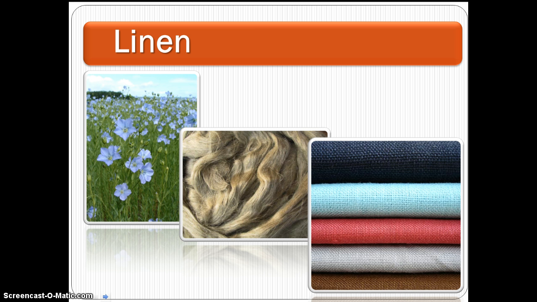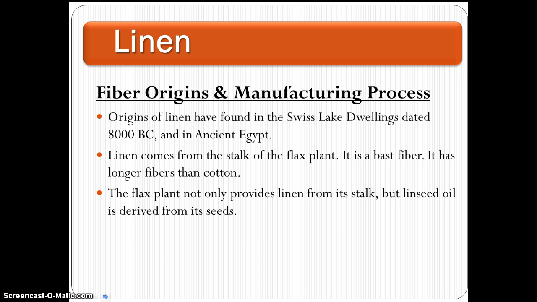Linen is our next fiber. The origins of linen have been found in the Swiss lake dwellings dating back to 8000 BC and also in ancient Egypt, about 3000 BC. Linen comes from the stalk of the flax plant. It is called a bast fiber. It has longer fibers than cotton. The flax plant not only provides linen from its stalk, but it can also be used for linseed oil that is derived from its seeds.